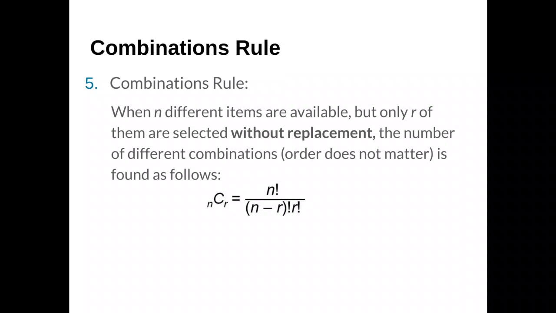And for this, we use nCr. The way we do it in our calculator is exactly the same as the nPr. We put the number of items we have first, then we go to math, over to probability, and I believe option number 3 is the nCr. Choose that, and then choose how many items you're choosing.